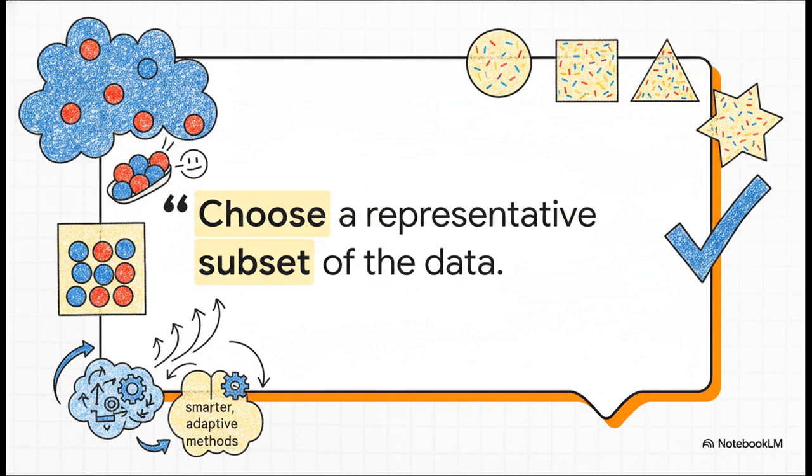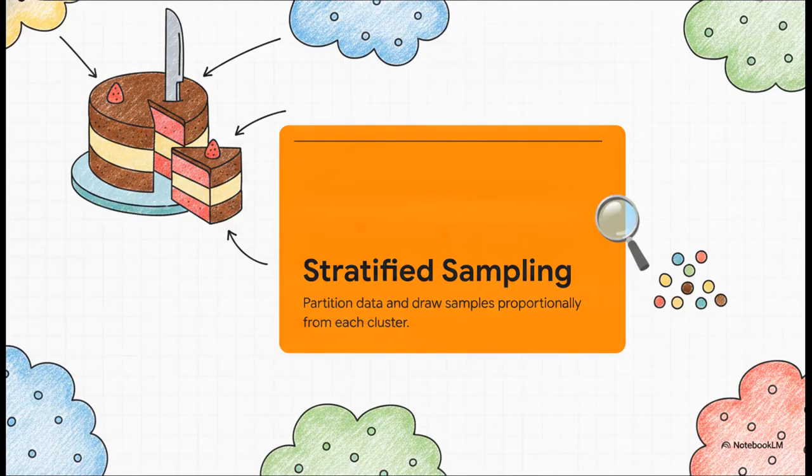You need smarter, adaptive methods. And the absolute best adaptive method is called stratified sampling. Think of your data like a giant layered cake. If you just scoop off the top, you're only tasting frosting. Stratified sampling means partitioning the data into its distinct layers or clusters, and then taking a proportional slice from every single layer. This ensures you get approximately the same percentage of data drawn from each category, giving you a perfect taste of the whole cake.